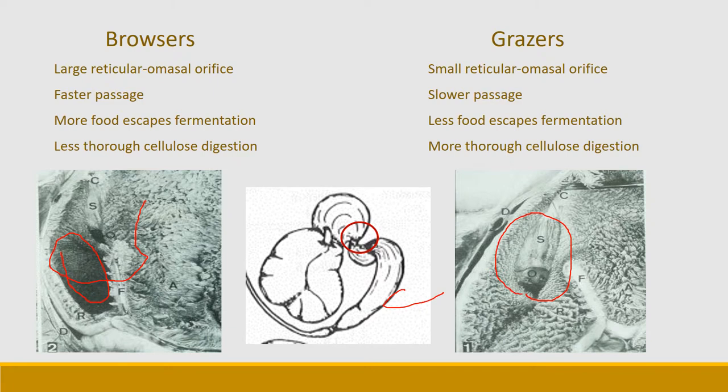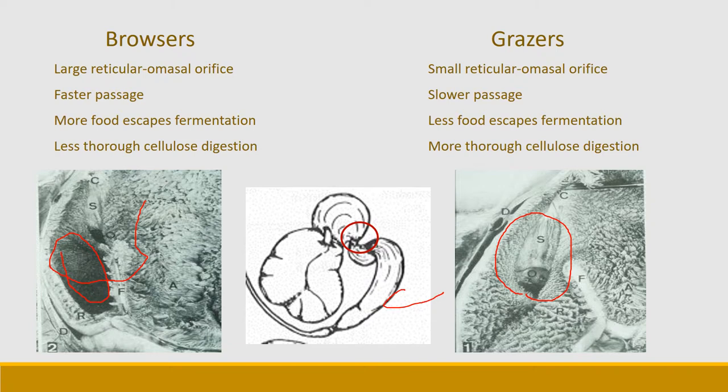You get the idea. So, again, the browsers have a larger orifice. Why? Because they don't have as much cellulose to digest and more of it's lignin, which they can't digest anyway, it allows them to pass the food faster. More of the goodies can then be directly digested in the abomasum, instead of being degraded by those microbes, which is a little less efficient for the good parts of it.